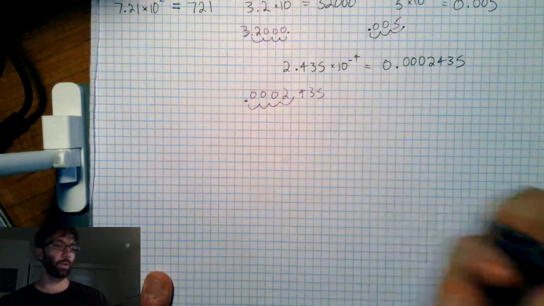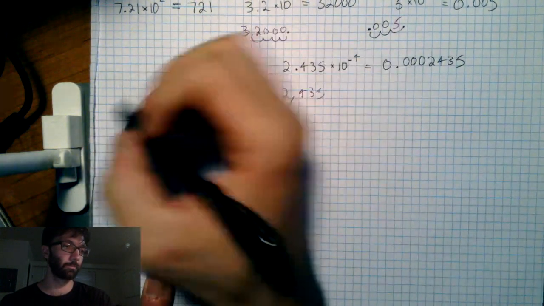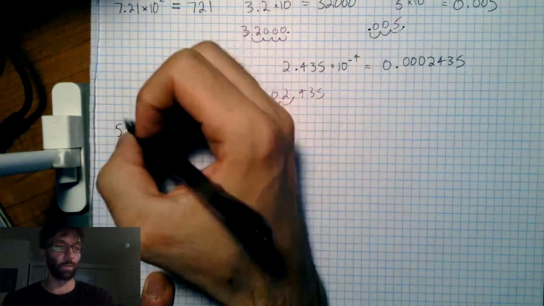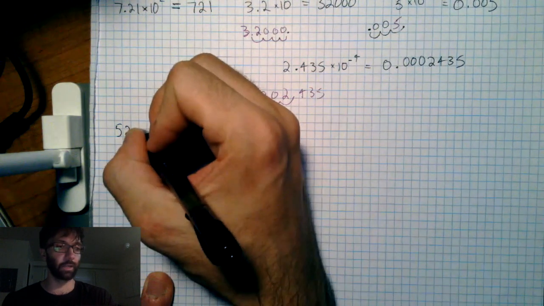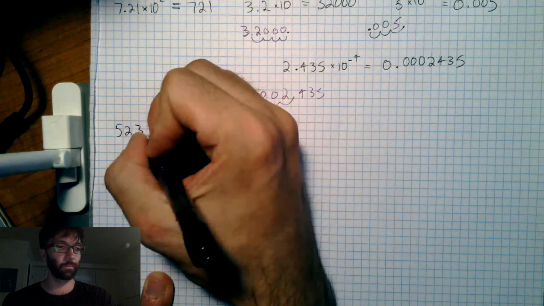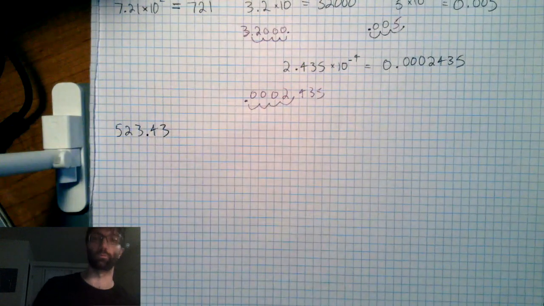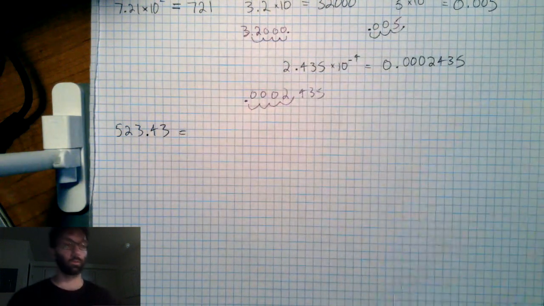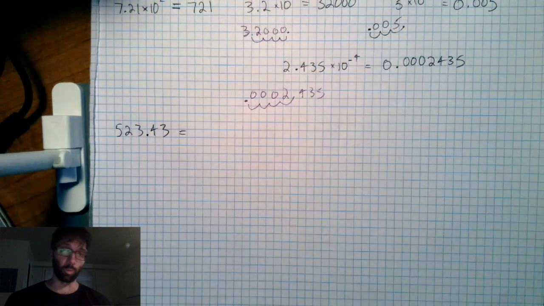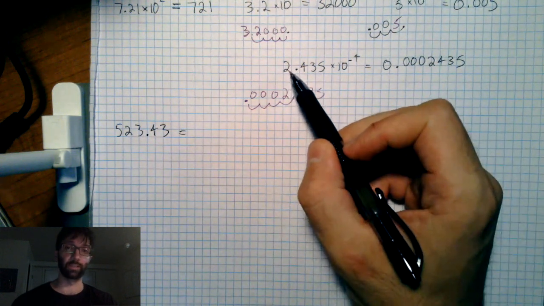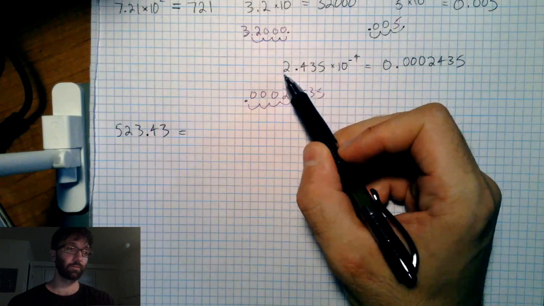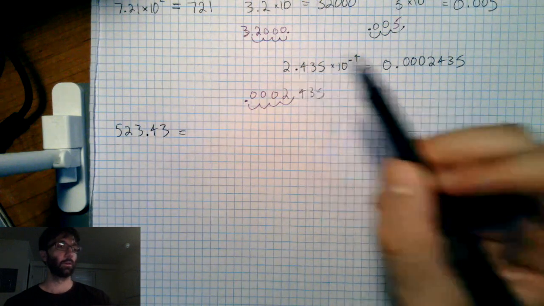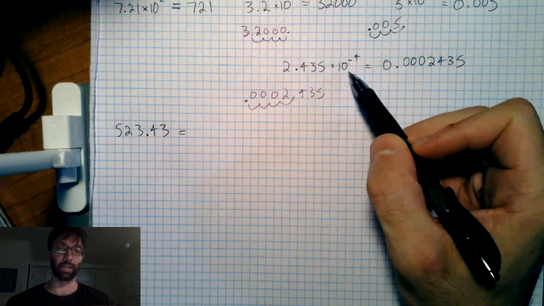All right, so now what happens when we have numbers that are in standard form and we want to write them in scientific notation? So it's important to remember what scientific notation is, right? It's a single non-zero digit followed by a decimal multiplied by some power of 10.